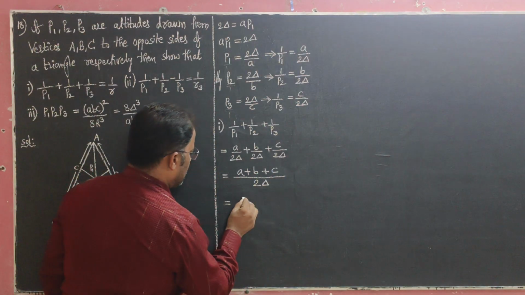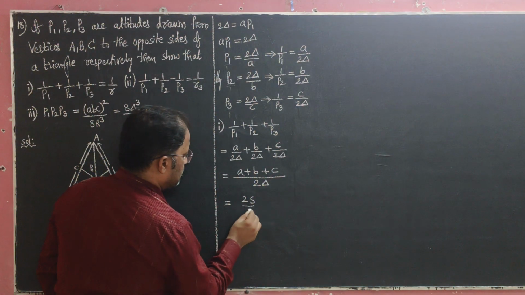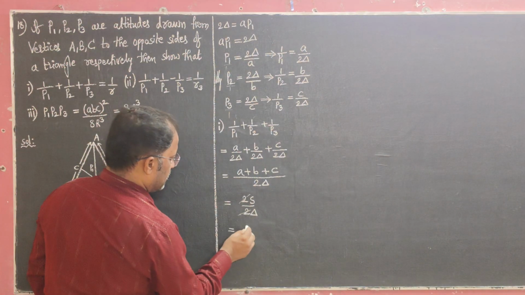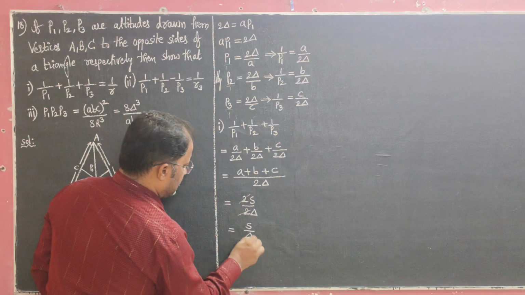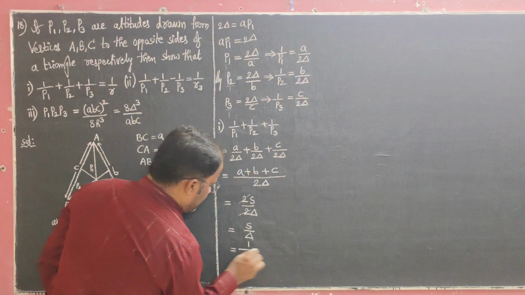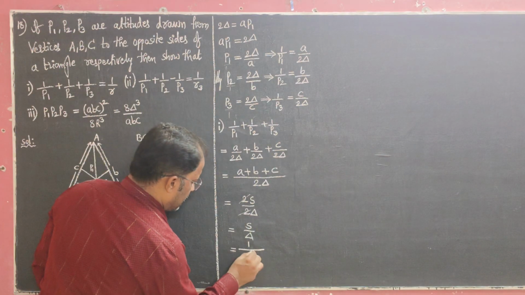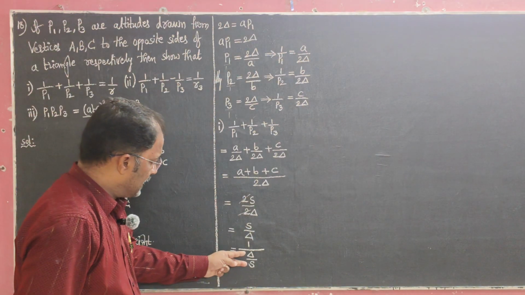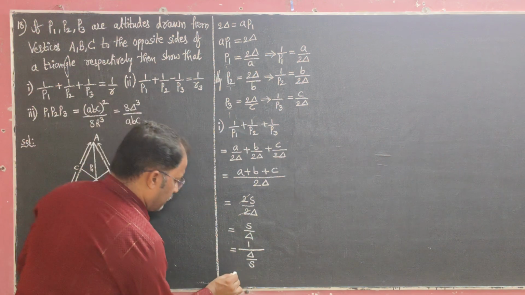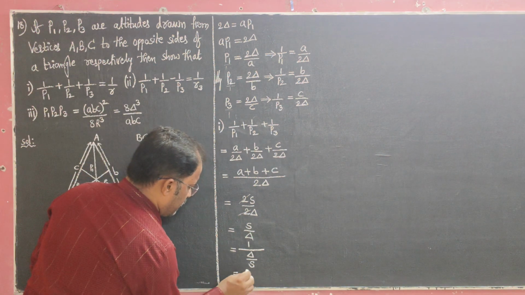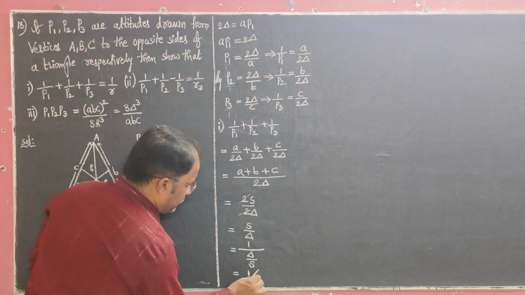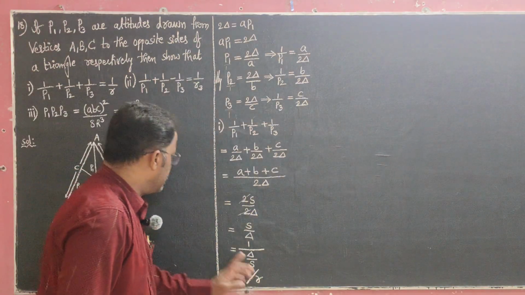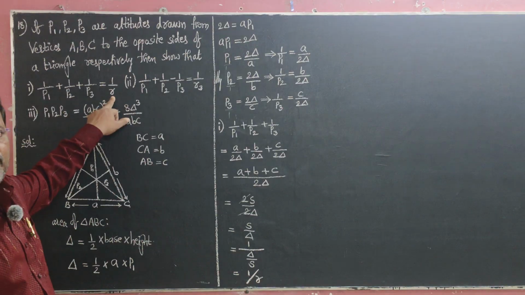Already we know the numerator A plus B plus C formula is 2S. Denominator is 2 delta. So 2 gets cancelled. Remaining is S by delta. See, S by delta can be written as reverse, delta by S. Clear? Okay. Reciprocal. Delta by S reciprocal is S by delta. Delta by S formula is R. Delta by S formula is R. Means answer is 1 by R. First answer is 1 by R.